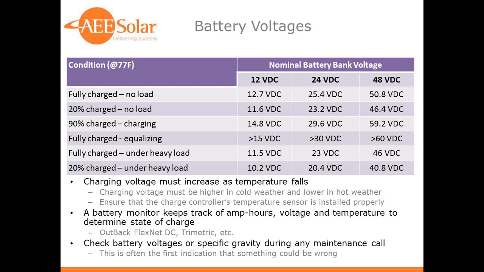And checking the battery voltages or specific gravity of the batteries during any maintenance call is always the first thing to do, is to go to the batteries and make sure that they're still in functioning condition, before checking any other potential problems that may be in the system.